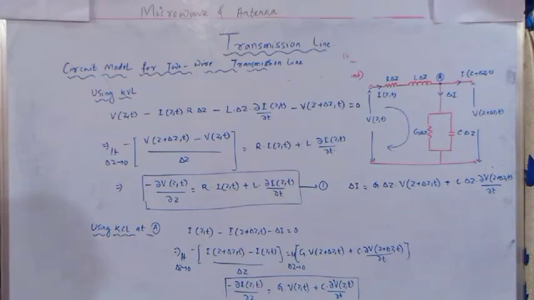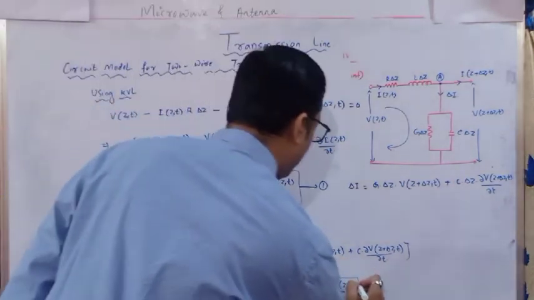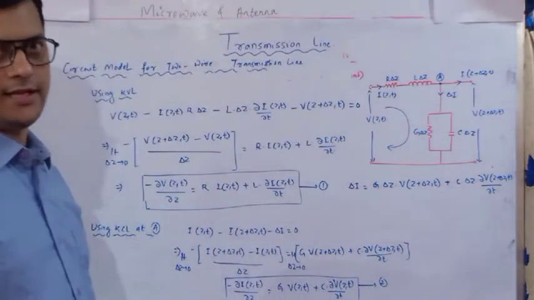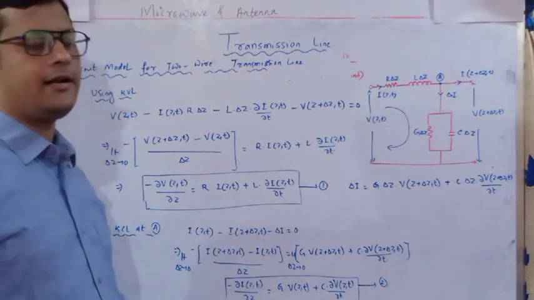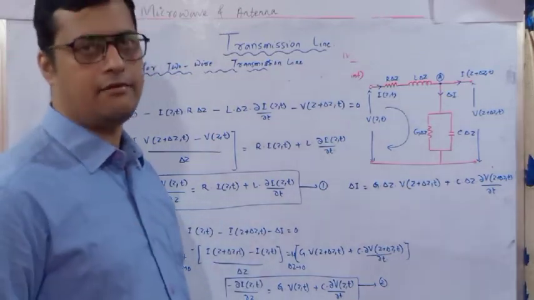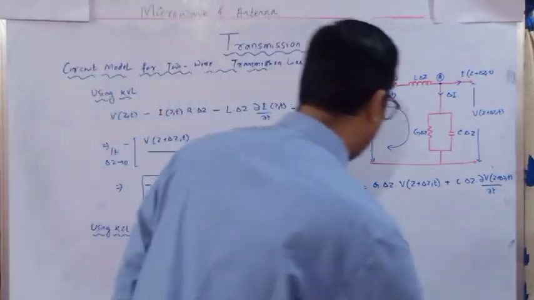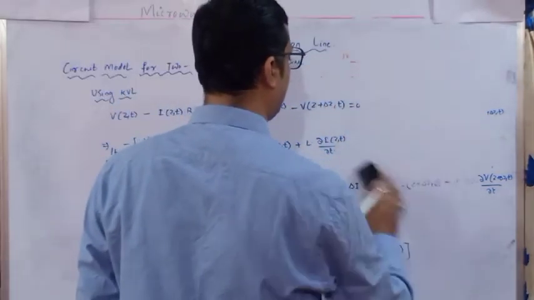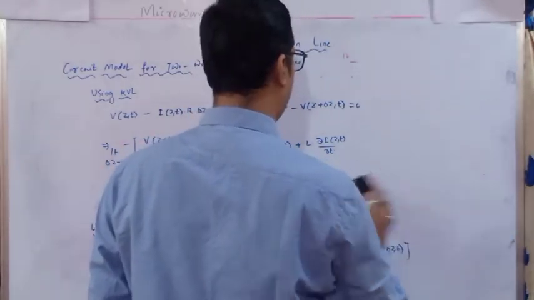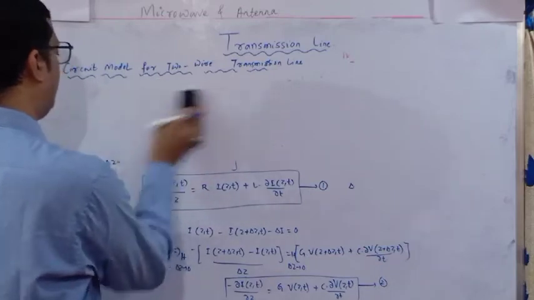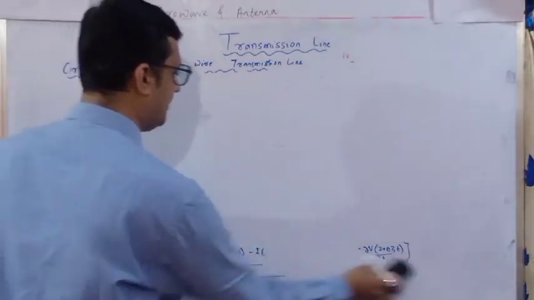Okay, so these are the two equations for the transmission line. These two equations are in time domain, and they are also called the telegrapher equations. So I will write these equations neatly so that you can form the relation and we can proceed further.